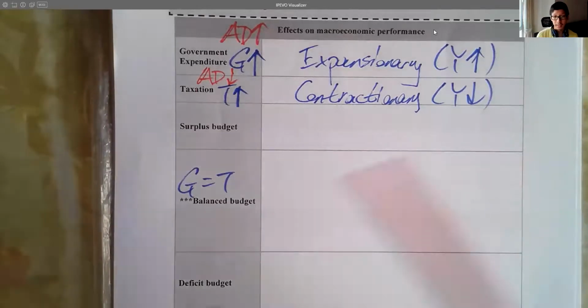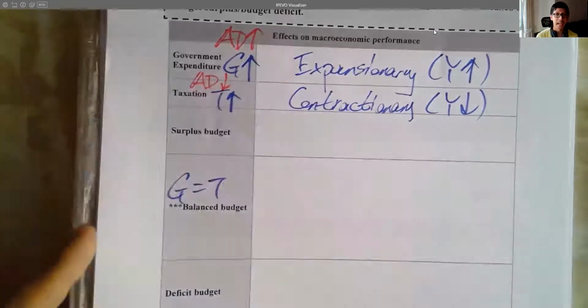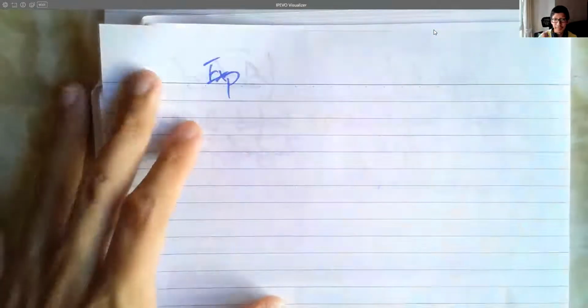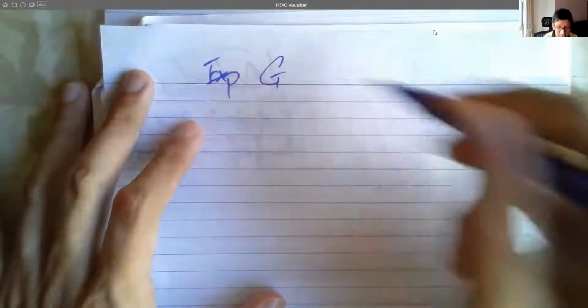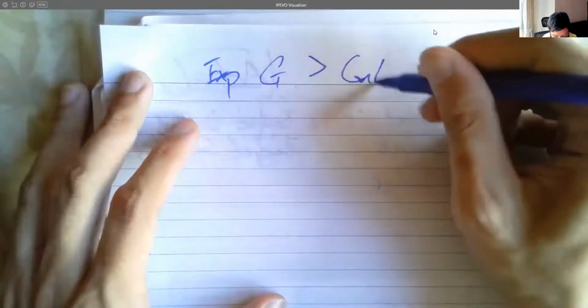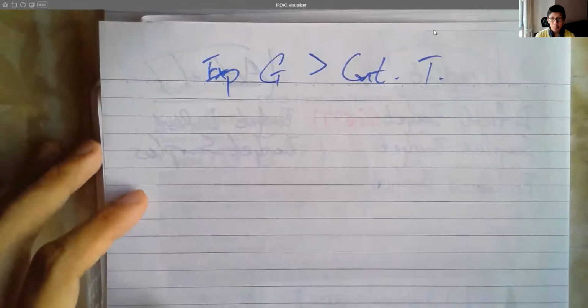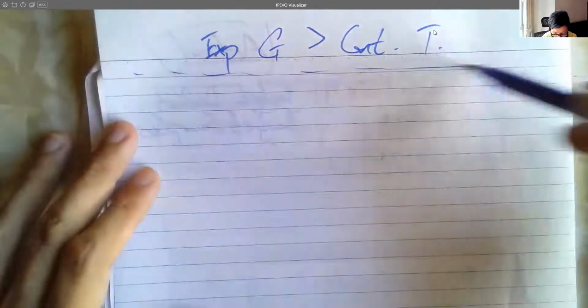Unfortunately, things are not that easy. In fact, let's start with the answer first. You need to remember, in the real world, the expansionary effect of G is actually bigger than the contractionary effect of taxation. Why, you ask? For one good reason. Now here, let's take a look.